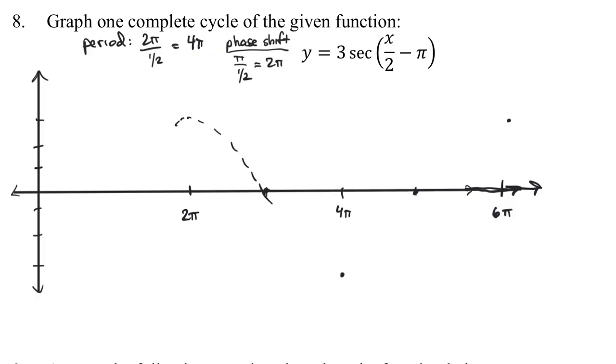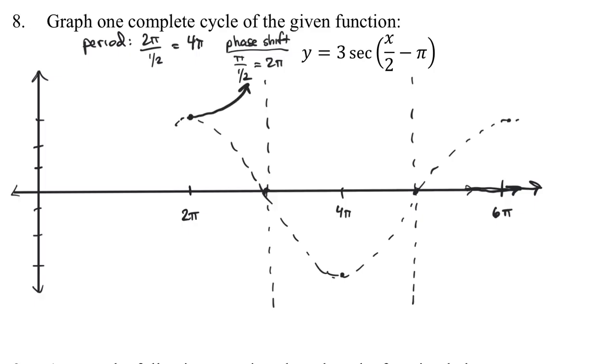So this is what the cosine graph would look like, at least that particular cycle between 2 pi and 6 pi. And then every time that graph crosses the x-axis, that's where one of our vertical asymptotes would be. And then the secant graph is actually these parts that are graphed in bold.